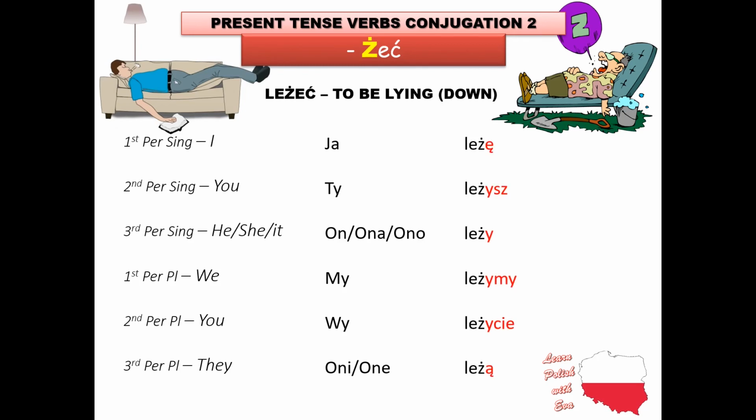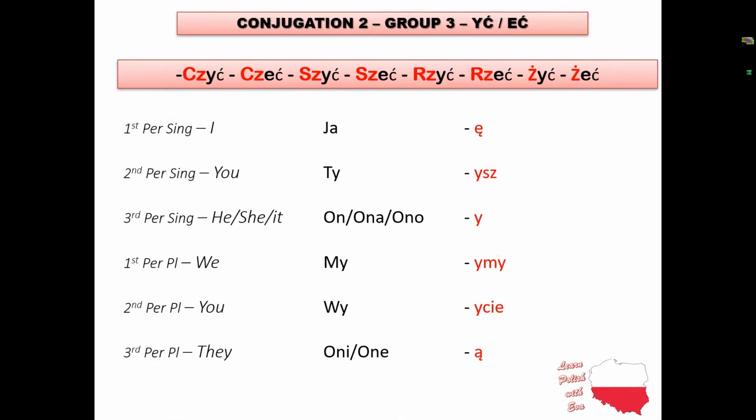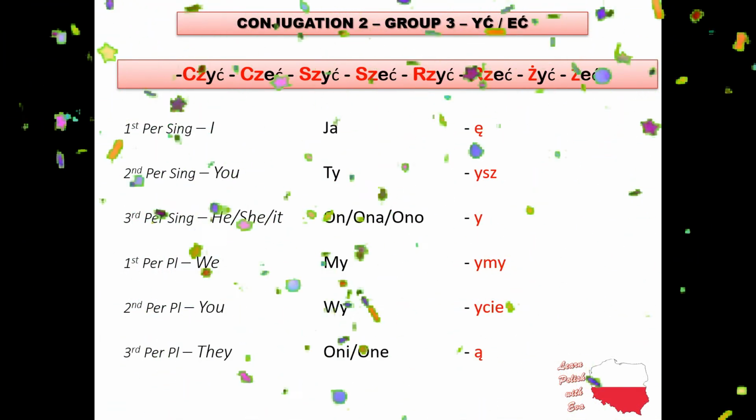Ja leżę. Ty leżysz. On, ona, ono leży. My leżymy. Wy leżycie. Oni, one leżą.